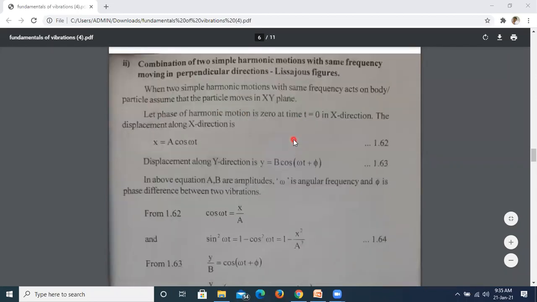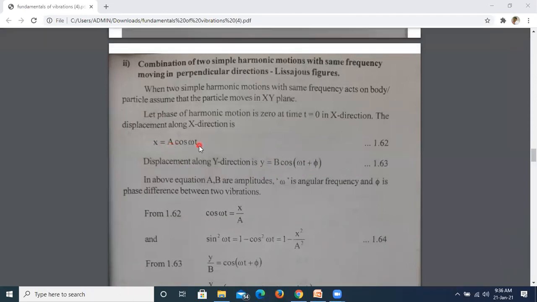So there, how we approached: first we considered two simple harmonic motions. One is executing along the x-axis, represented as x equals a cos omega t. Another simple harmonic motion is executing along the y-axis, represented as y equals b cos of omega t plus phi. Here a is the amplitude and omega the angular frequency. In the second equation, b is the amplitude, omega the angular frequency, and phi the initial phase. The phase difference between these two is phi.